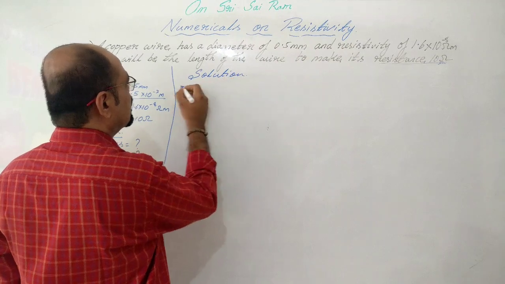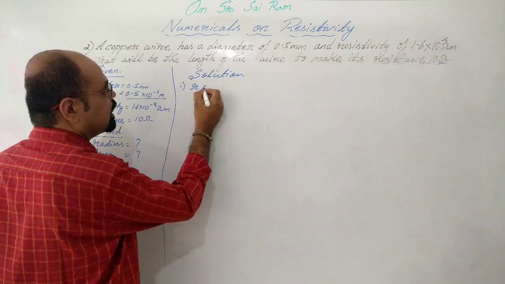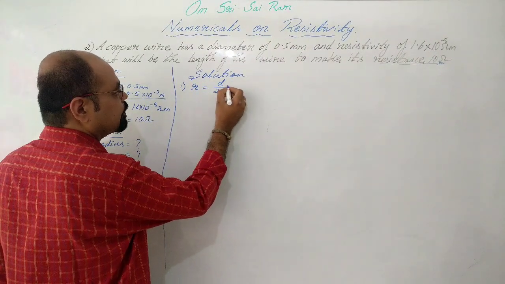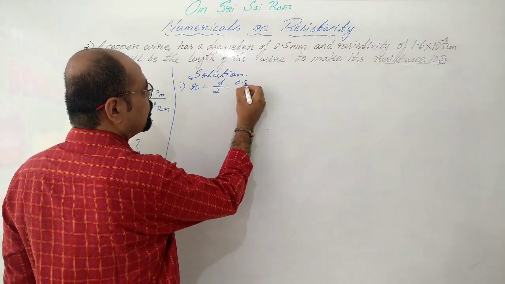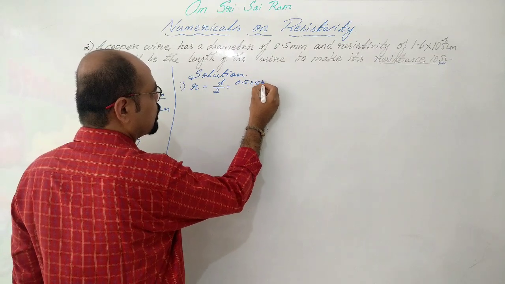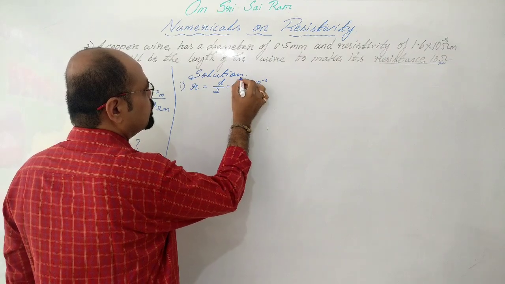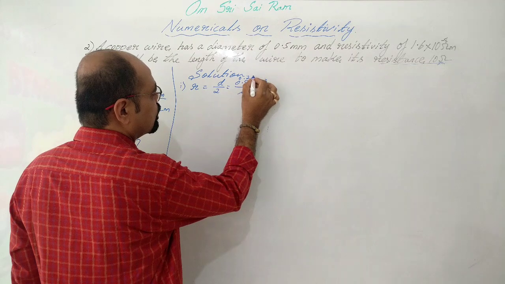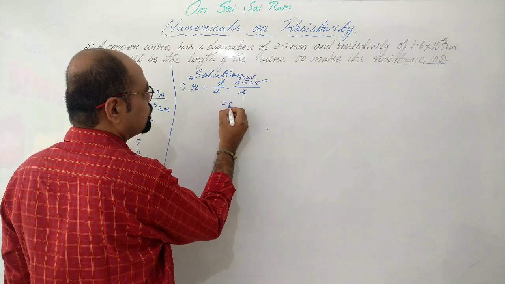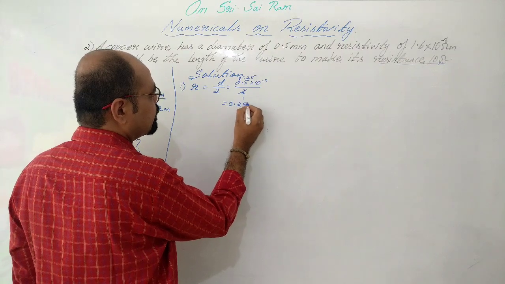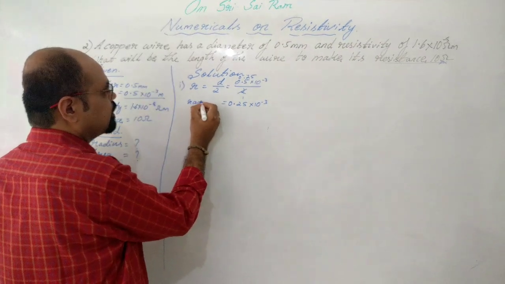Solution number 1, that is R is equal to D by 2. R is equal to D by 2. We have the diameter given, that is 0.5 into 10 to the power of minus 3 divided by 2. We get 2 ones are 2, 2 twos are 4, and 5 by 2 is 2.5. So we can write it as 0.25 into 10 to the power of minus 3. What is this? This is nothing but the radius.